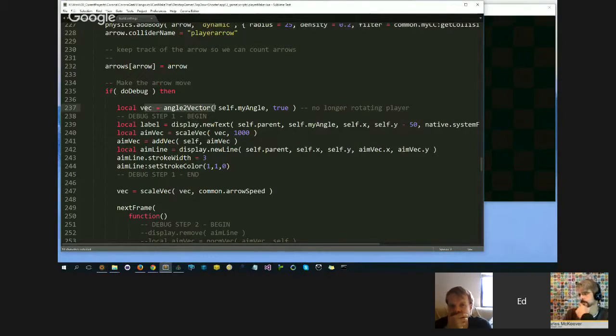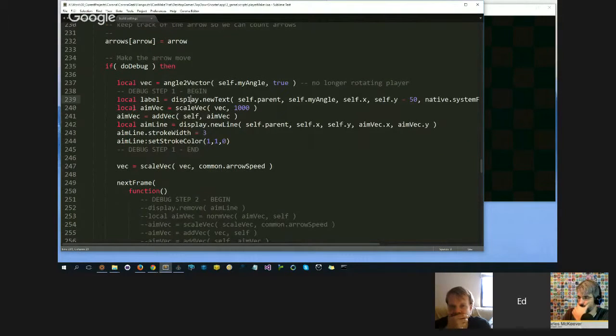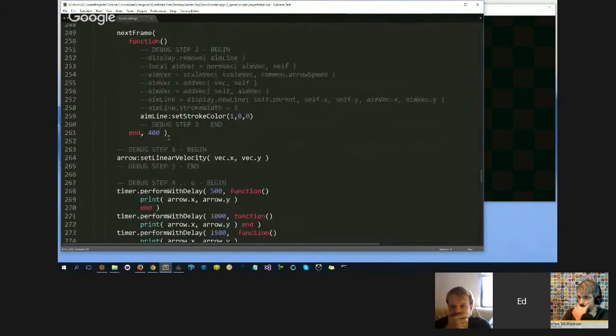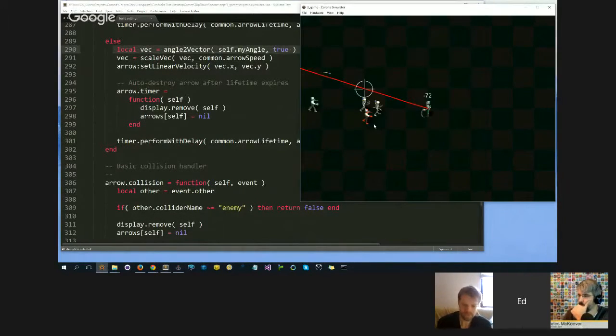So the first step is we calculate an angle. We calculate a vector based on the player's angle, and we get this line. And then we will, this is very hard to read, so we'll just go down here. So this line of code could essentially be considered to be this vector here that you're seeing. And as you can see, I fired, and my arrow is traveling along that line there.